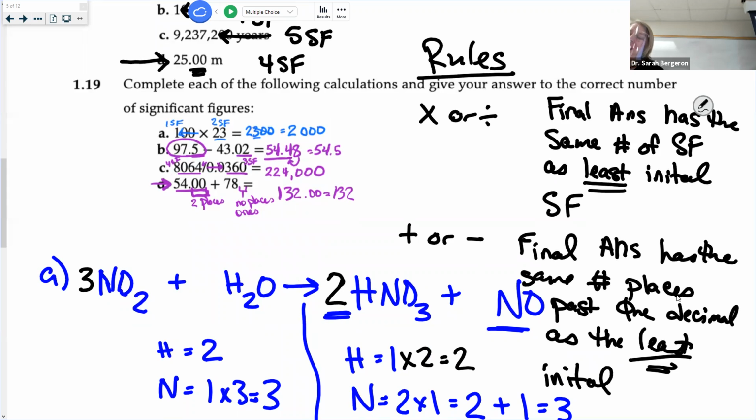right? So look at B. How many places past the decimal in 97.5? 1. How many in 43.02? 2. So what's my final answer going to have? 1 place past the decimal. Okay, so let's go do some practice. You ready?